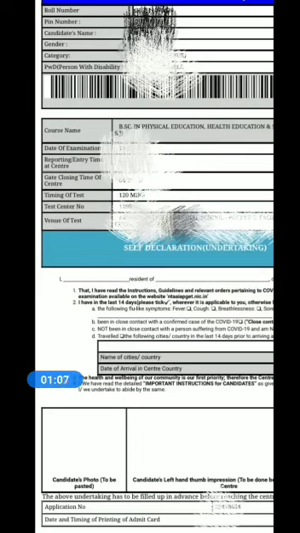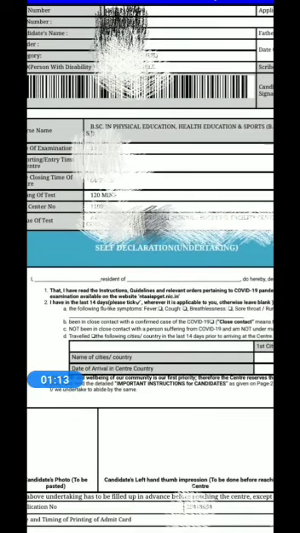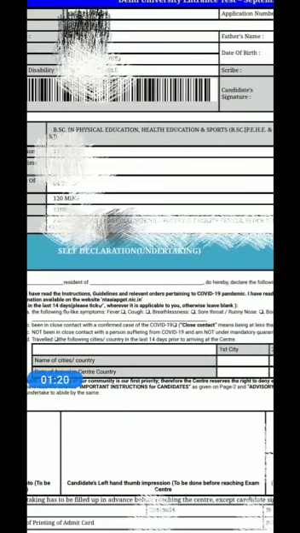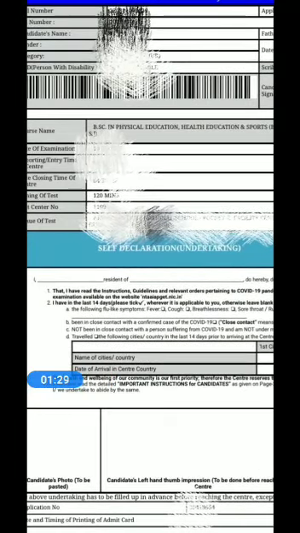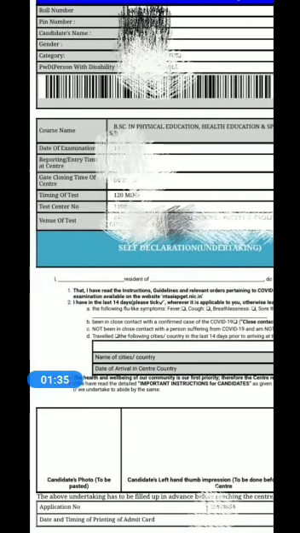Then the second point is about the last 14 days, your medical history, like fever, cough, breathlessness, sore throat, etc. So you just need to tick the box if you had anything like this, or if you have some other issue, then you just need to specify it and write it down.